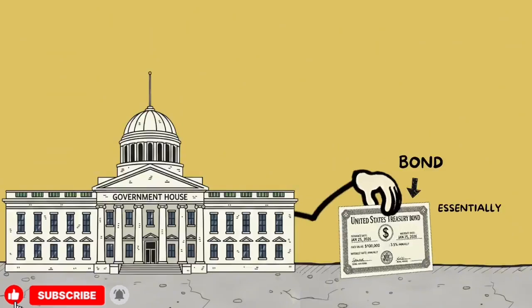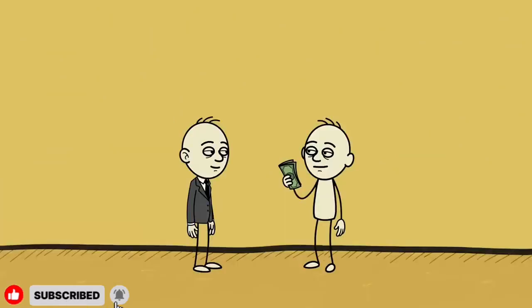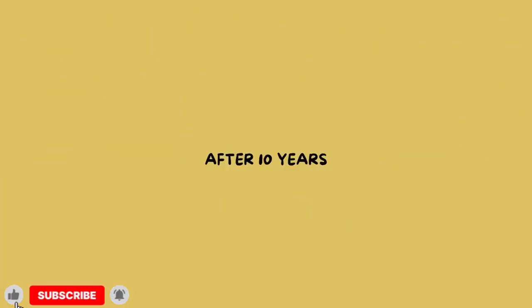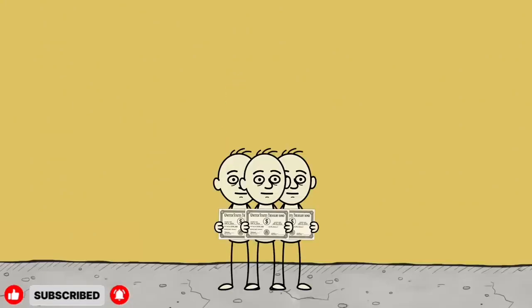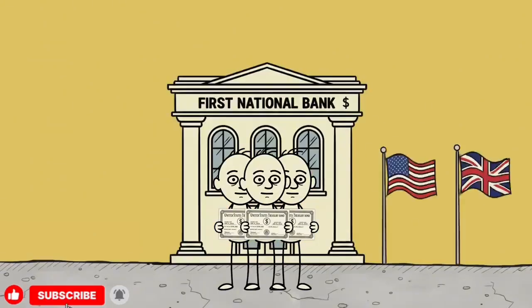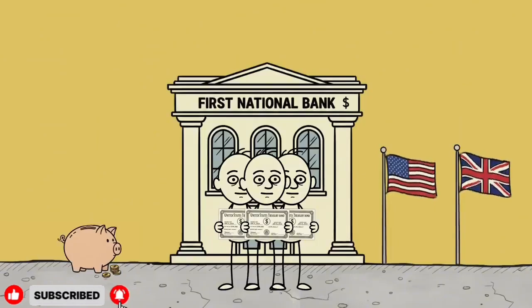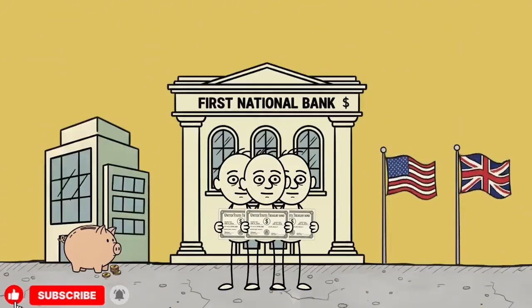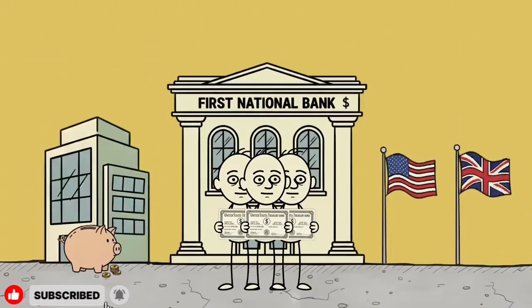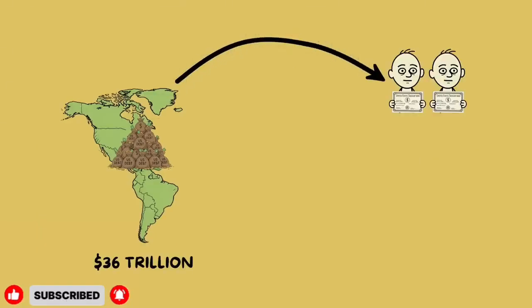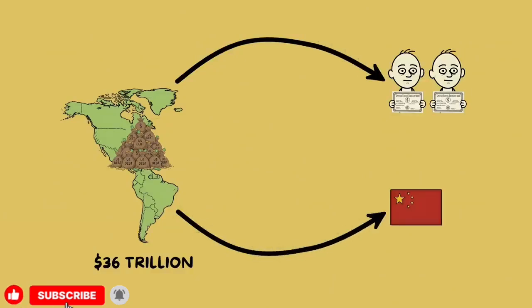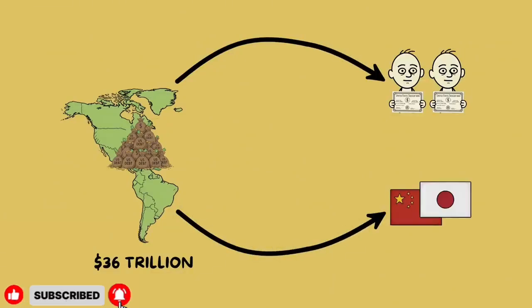A bond is essentially an IOU. You give the government $1,000 today, and in 10 years, they pay you back $1,200. Individuals buy bonds. Banks buy bonds. Other countries buy bonds. Pension funds and investment firms buy bonds. The debt gets split across millions of lenders. So when America owes $36 trillion, it owes that money to American citizens holding savings bonds, to China holding treasury bonds, to Japan, to investment funds managing retirement accounts.